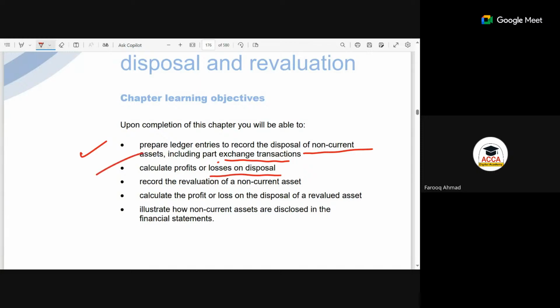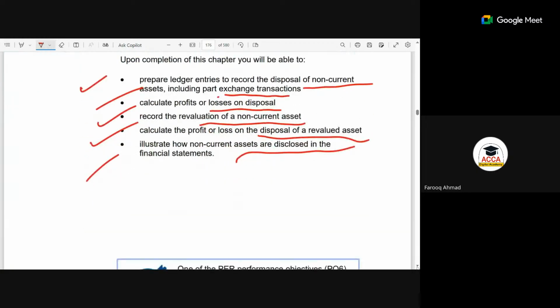Disposal means if you sell a car after 6 years or 4 years or 3 years, what is the treatment, how a machine or equipment or any asset. We will also see the record of revaluation of non-current assets according to the standard. If revaluation is happening, then we will record it in the books of accounts. Calculate the profit or loss in disposal of a revalued asset and illustrate how non-current assets are disclosed in the financial statement. So this is the way we will be going through this chapter.